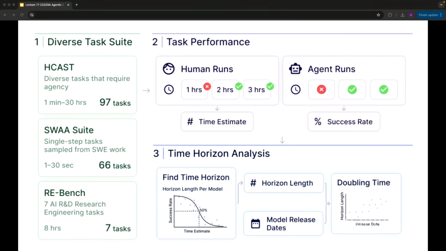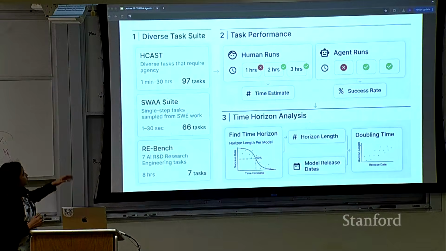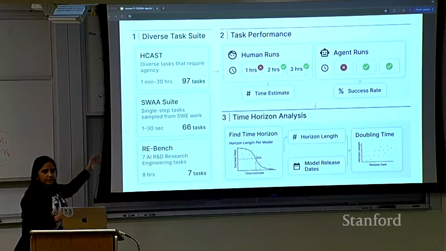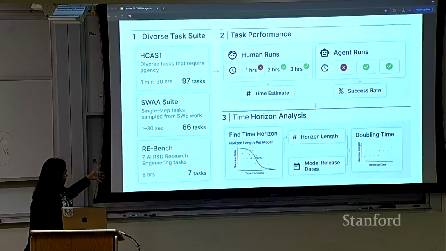So if you were to look at this in terms of a division, you will see that HCAST has about 97 tasks. These are the 1 minute to 30 hour tasks. SWAA has about 66 tasks, and then SWE-bench, which are more research engineering tasks that take much longer, are about 7 tasks. So the first thing they do is they collect these tasks, they vet the set of tasks that go into each of these benchmark suites.